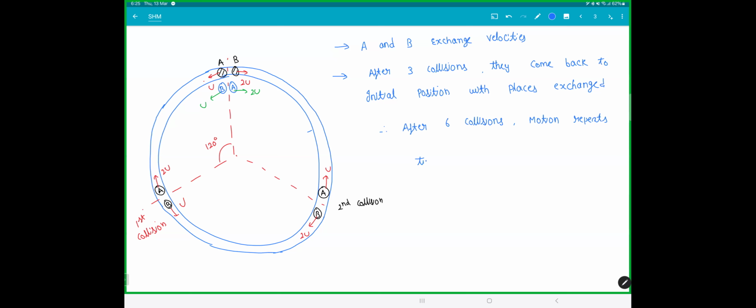The time interval between two collisions will be the circumference 2 pi r. And if you stop one of the balls, it will think it is going with 3u speed, v relative. The distance between them by v relative. This will be 2 pi r by 3u. Therefore, the time period will be 6 times of this.